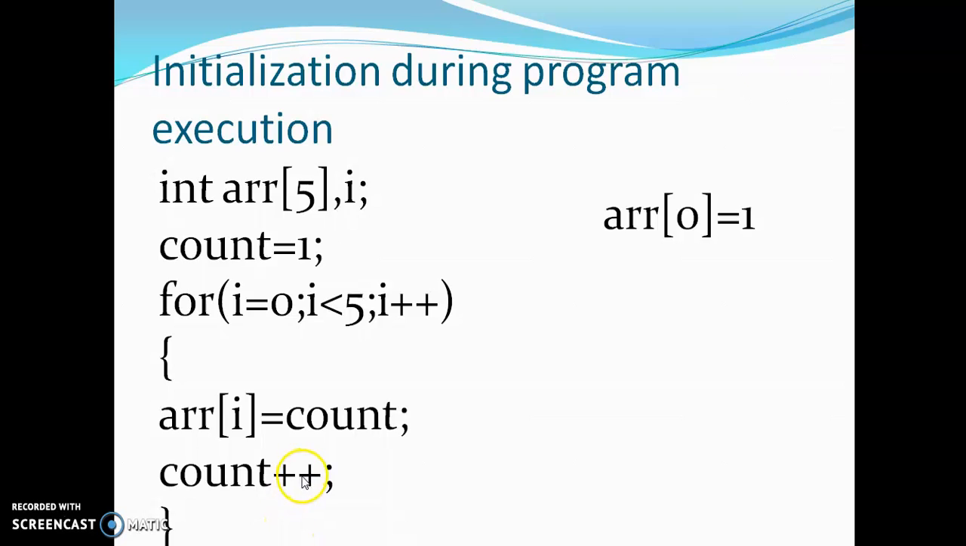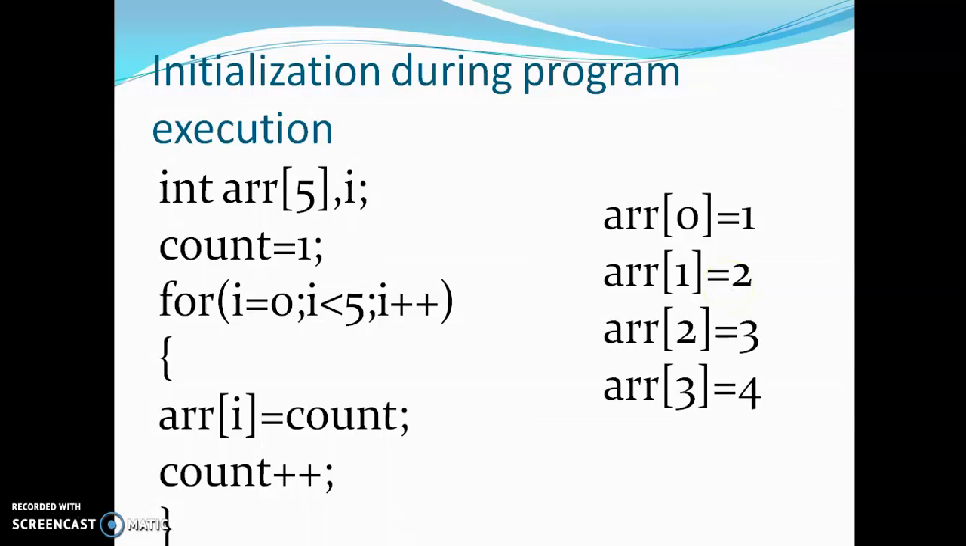Then count is also incremented, i is also incremented. Now count value is 2 and i value is 1. Then this executes. Now arr[1] = 2 will be assigned. And it goes on. arr[2] will get 3, arr[3] will get 4, and arr[4] will get 5.